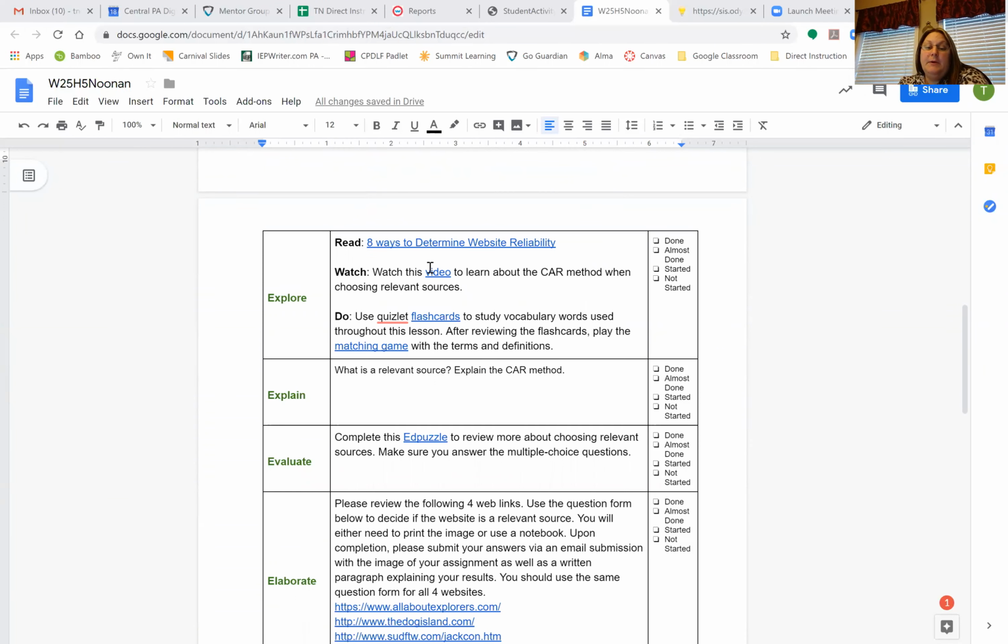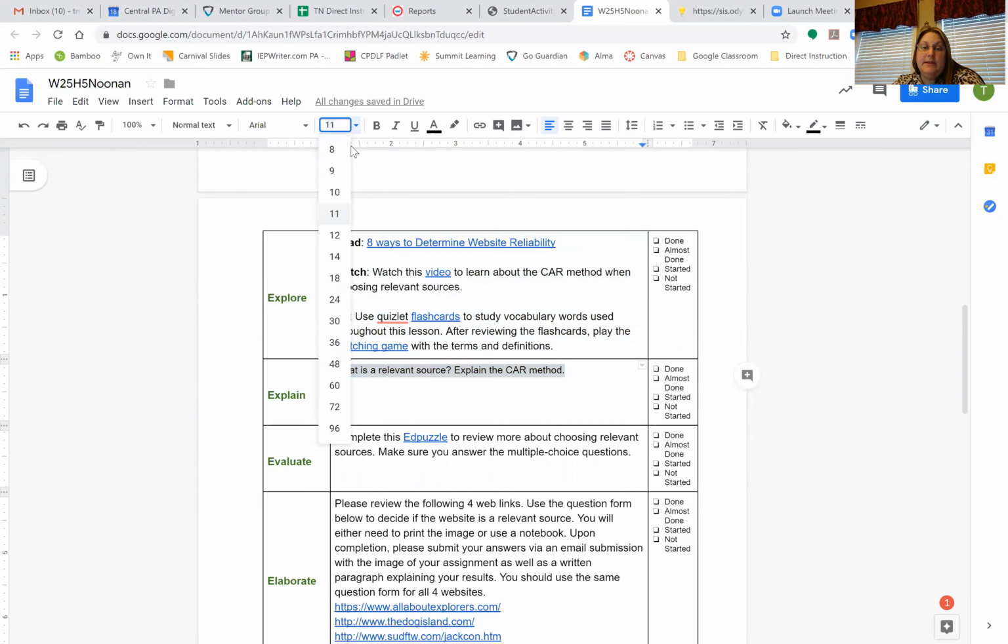You're going to watch this video about the CAR method that we just talked about, and then you're going to practice the flashcards for vocabulary used throughout this lesson and the matching game. Over the past few months of using Quizlet, I really like the matching game because it gives you a chance to practice. I'm not worried about how quick you can do it. I want you to get them all right. And remember, when you match them, term to definition, they go away.